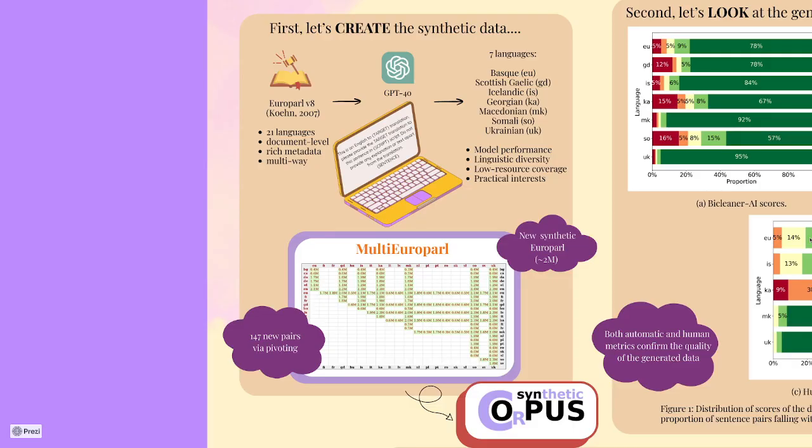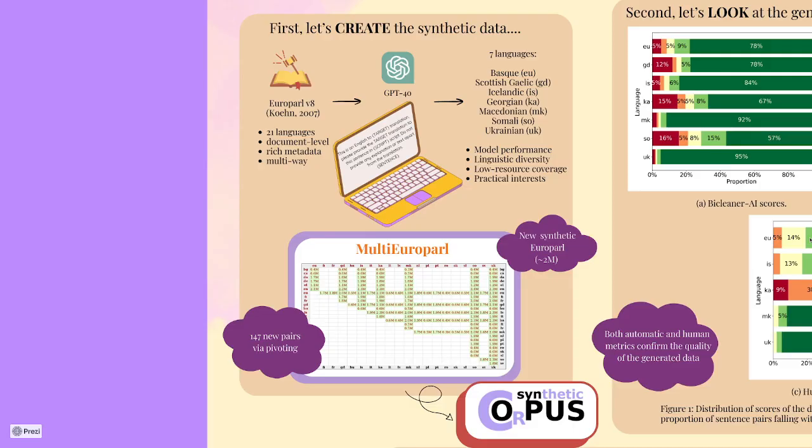What we do with EuroParl version 8 is we pass it through GPT-4o with this prompt, and then we translate it into 7 languages that are of special interest to us. These are Basque, Scottish Gaelic, Icelandic, Georgian, Macedonian, Somali, and Ukrainian. We have chosen these languages based on existing state-of-the-art model performance, linguistic diversity, and low resource coverage, as well as, as I have mentioned, practical interests, covering, for example, languages that are very present in Finland, where we are based.